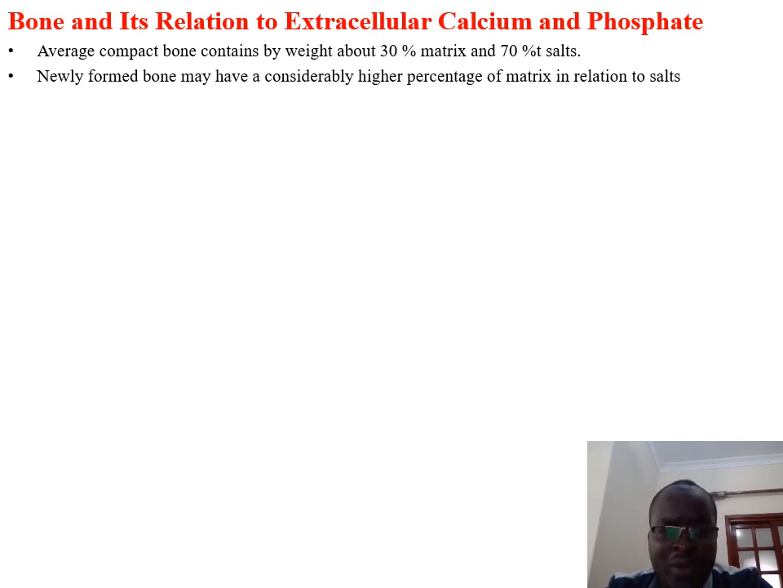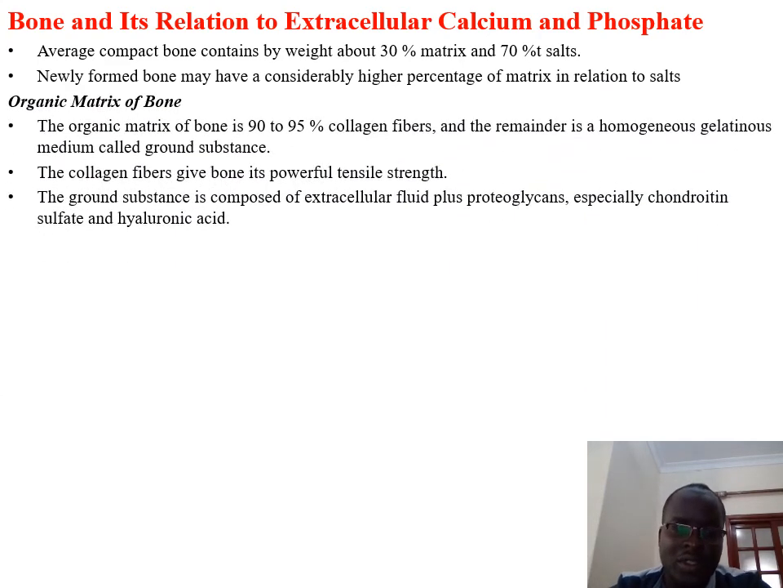But the newly formed bone may have a considerably higher percentage of matrix in relation to the salts. Because this is when the bone is being deposited, it will have more of the matrix as compared to the salts. The organic matrix of the bone, which is deposited by the osteoblasts, is 90 to 95% collagen fibers, and the remainder is a homogeneous gelatinous medium called the ground substance.